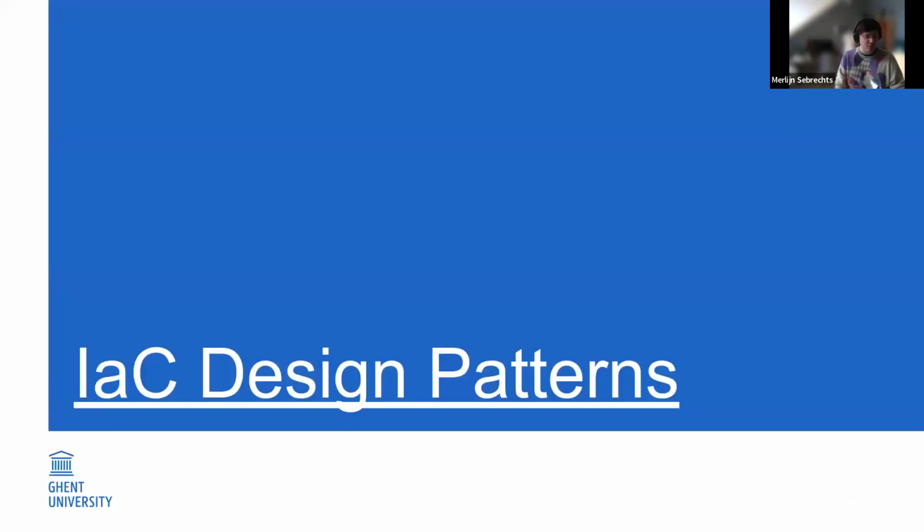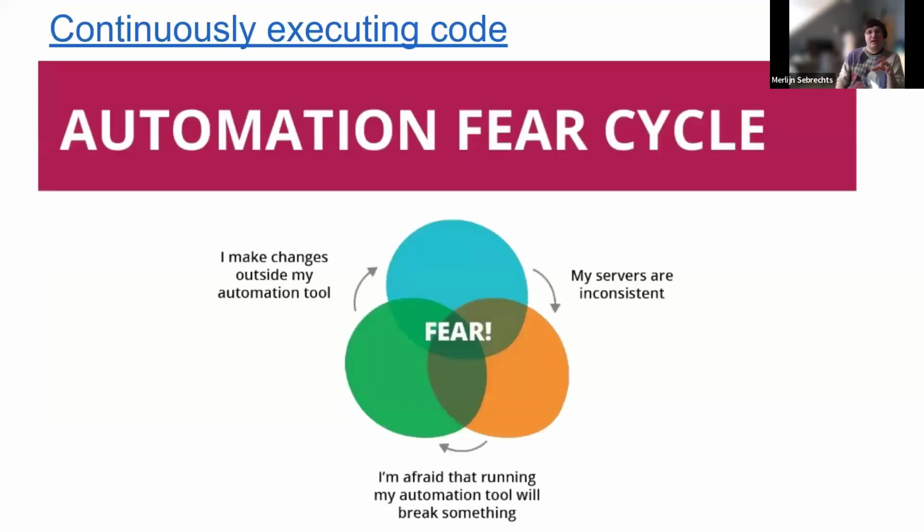So finally, one of the last things I want to talk a little bit about are infrastructure as code design patterns. I've talked a little bit about this automation fear cycle. This automation fear cycle sometimes also happens with infrastructure as code tools. Part of this is because a lot of the current generation of infrastructure as code tools are not completely declarative yet. However, a very good solution to this automation fear cycle is simply to continuously execute your code.